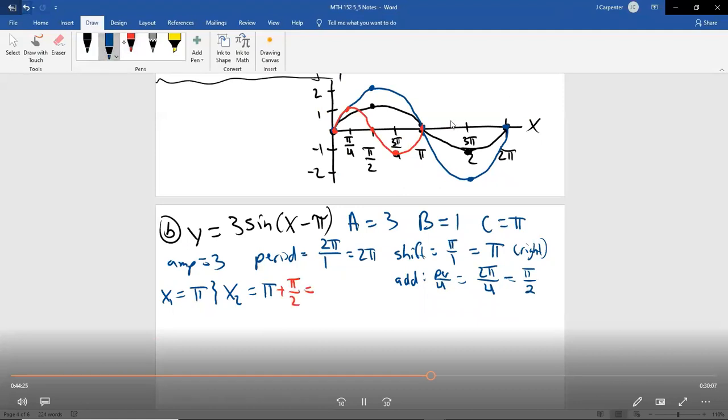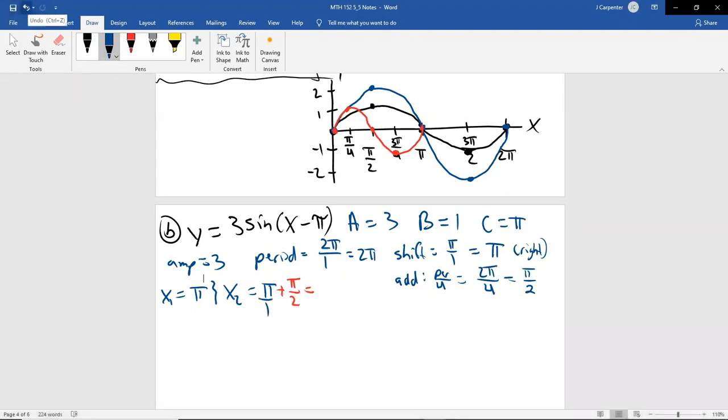Pi plus pi over 2, you're going to need an LCD, which will be 2, because this pi is pi over 1, if you need to think about it that way. An LCD between 1 and 2 is 2. For the first one, 1 will go into 2 twice. 2 times the 1 at the top is 2. So that makes 2 pi over 2 plus pi over 2, which is 3 pi over 2. So that's the second point.